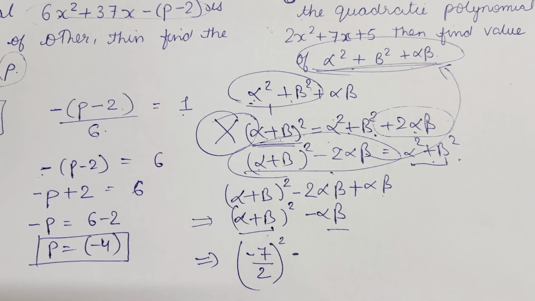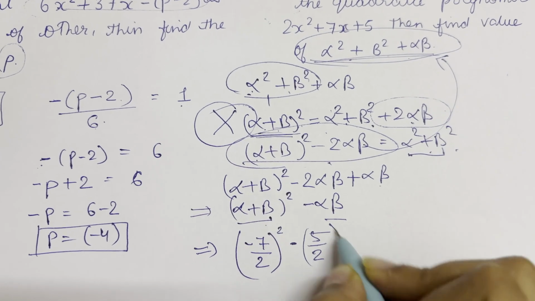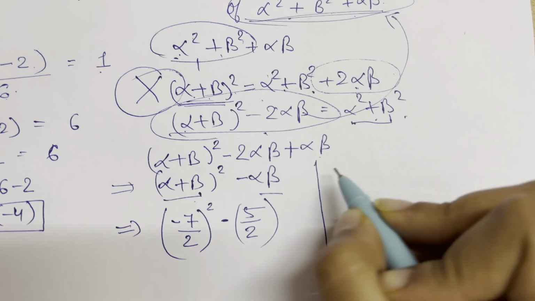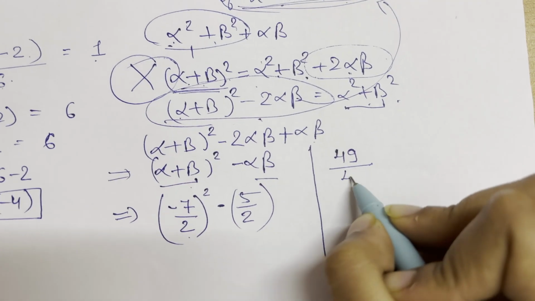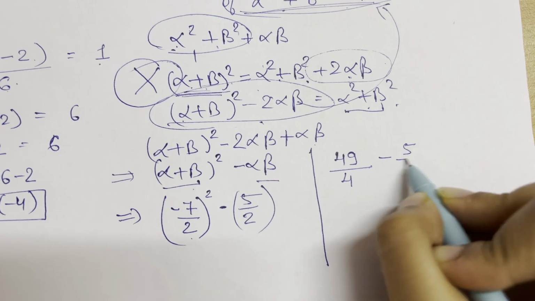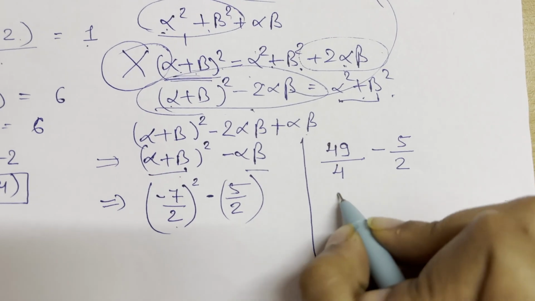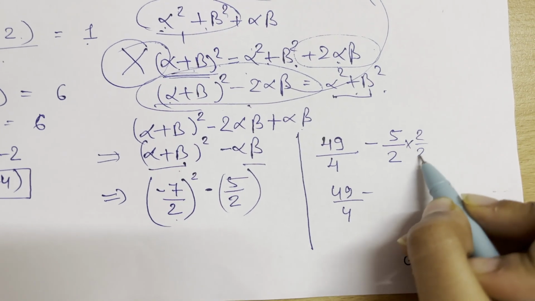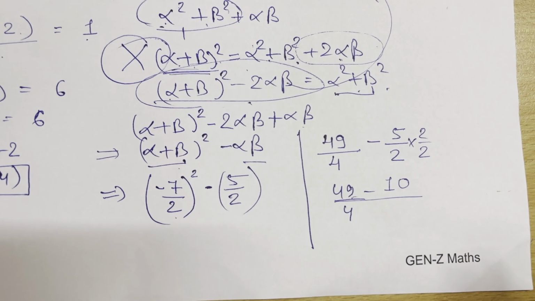What is the value of c? c is 5 and a is 2. Now we just need to solve it. What is the square of 7? The square of 7 is 49 and the square of 2 is 4, minus 5 by 2. Now we'll take the LCM and solve it further. We need to multiply both the numerator and denominator by 2 and we get this value.